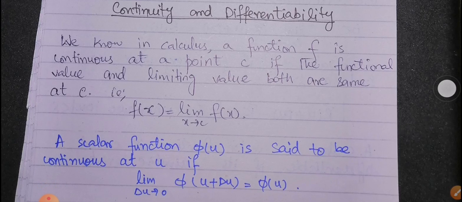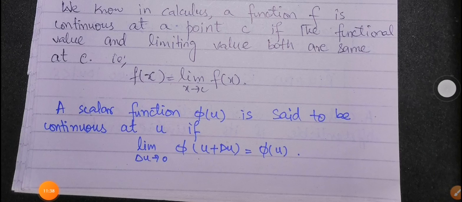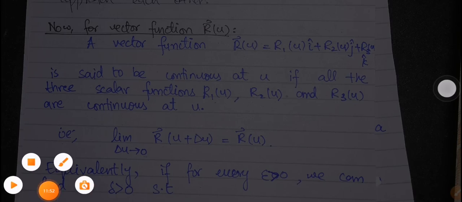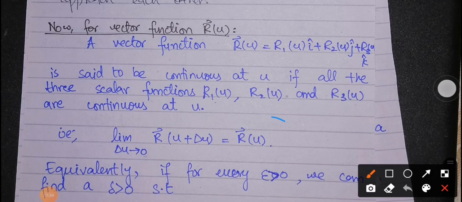Now we know that in calculus a function f is said to be continuous at a point c if the functional value and the limiting value are the same, that is f of c is equal to limit x approaches c of f of x. So a scalar function phi of u is said to be continuous at u if limit delta u approaches 0, phi of u plus delta u is equal to phi of u, that is the limiting value is equal to the functional value. The same holds for vector functions as well. So here is a definition for the vector function, that the limiting value must be equal to the functional value.